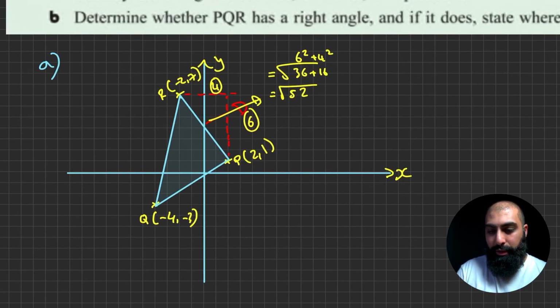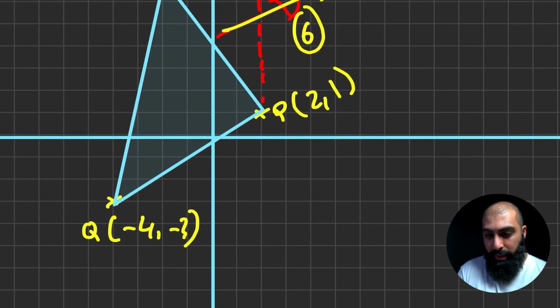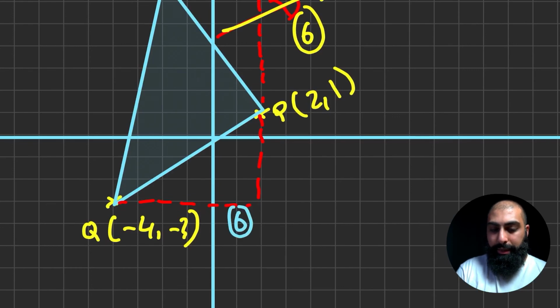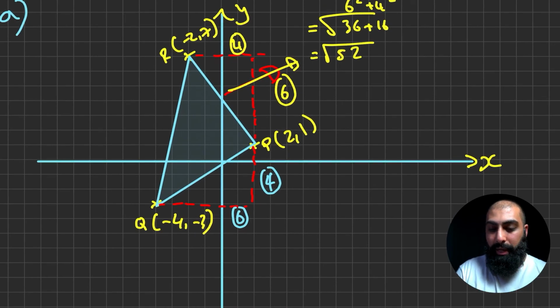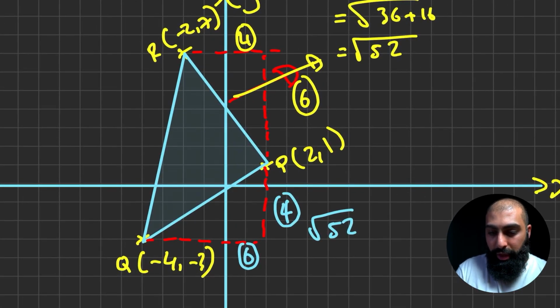Let's go ahead and do the same thing for these points. Let's just draw this triangle in roughly. Okay, so we can see that we've got a run of 1, 2, 3, 4, 5, 6. And then my rise is 1, 2, 3, 4. That's going to give me exactly the same as above. Again, I'm going to get the square root of 52. So I've got two sides that are the same. That's brilliant. Let's work out the third side.